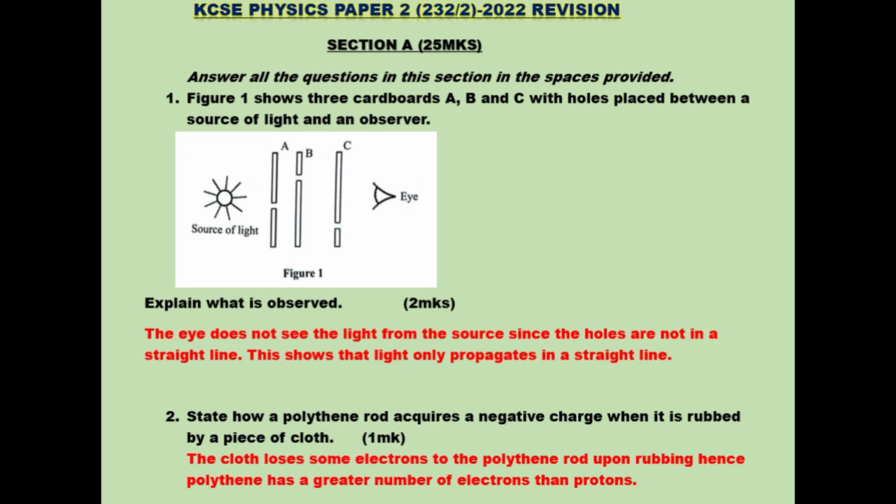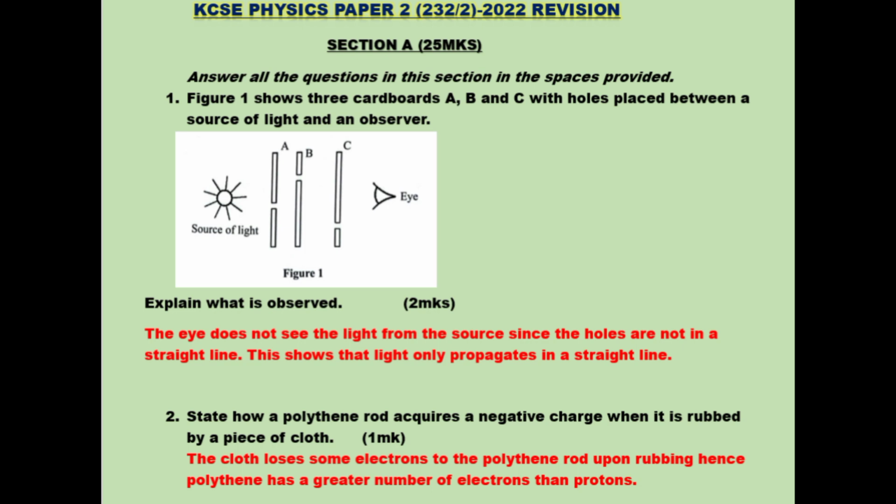Figure 1 shows 3 cardboards A, B and C with holes placed between a source of light and an observer. So you can see the source of light and the 3 cardboards A, B and C with holes at different positions. Explain what is observed. So the eye does not see the light. That is the observation. The eye does not see the light from the source since the holes are not in a straight line. This shows that light only propagates in a straight line. So in other words, they are testing the linear propagation of light.